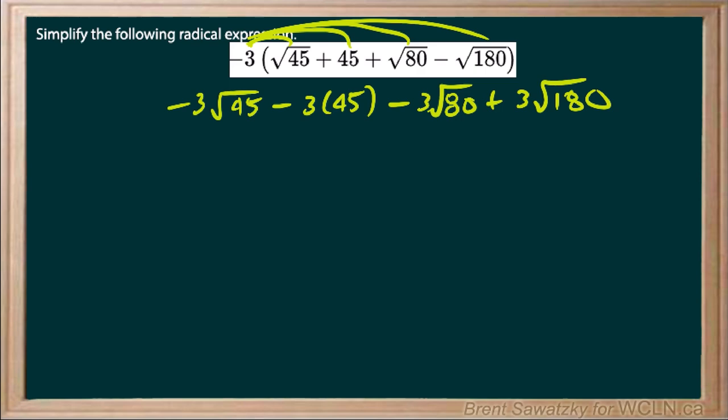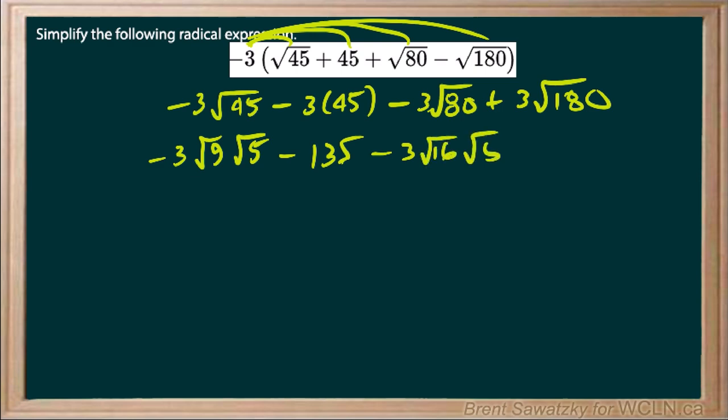Okay, so from there, we can start breaking down each of these terms, and we can look at this one and say, well, 45, 9 and 5, that's great. 3 times 45, that would give us 135. 80, we can break that down into 16 and 5. So 3 root 16 and root 5. And 180, we can break that down into 36 and 5. And that one, maybe you pulled out your calculator.